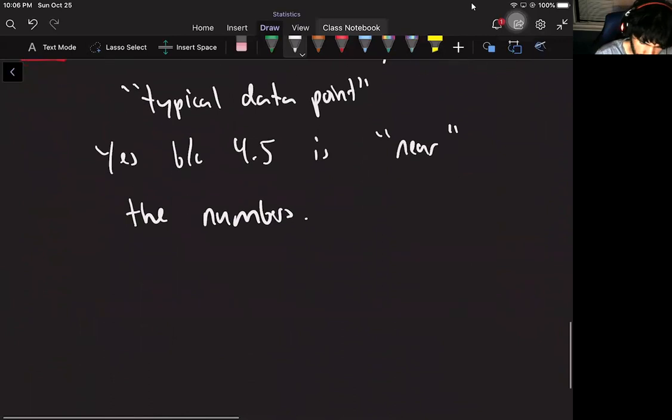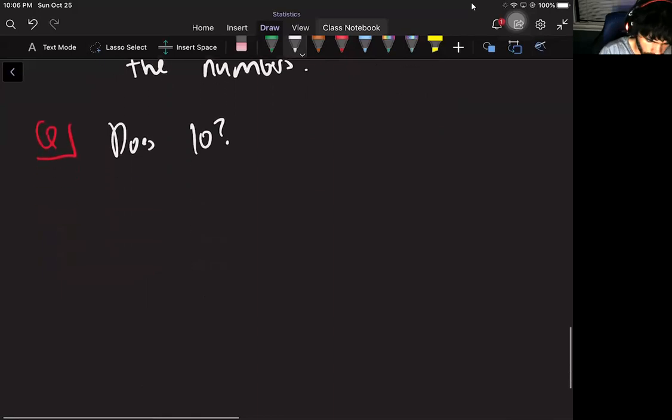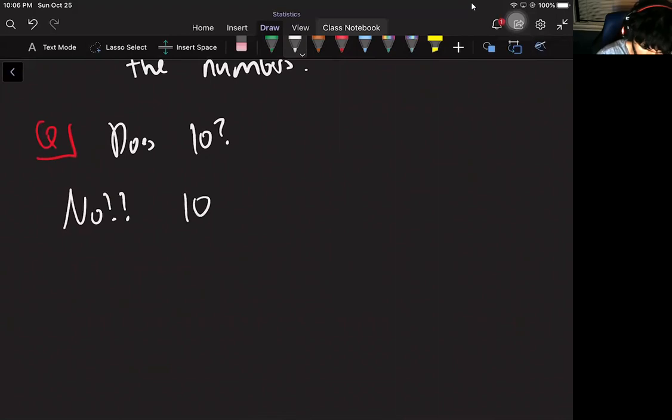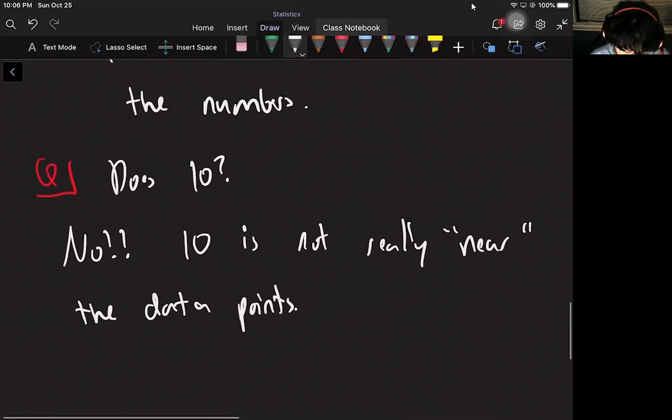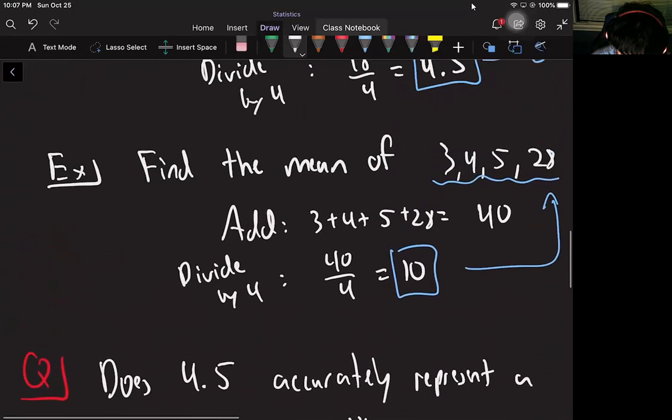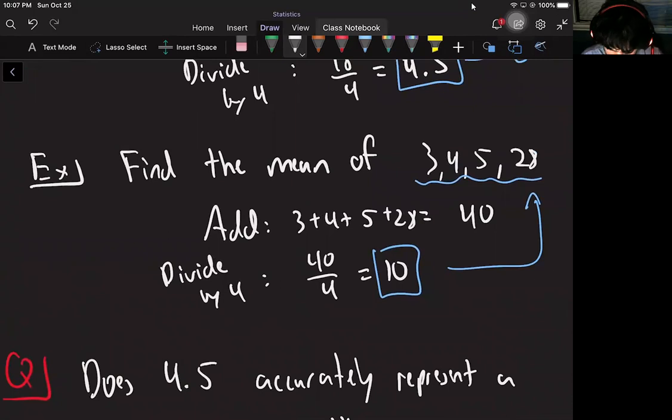But then if I ask that same question for the other set of data that I looked at, does 10 sort of represent those? Then the answer is no. Same idea. So 10 is not really near, whatever that means, the data points or the numbers in the list, right? So 10 is not very close to any of these guys, 3, 4, 5, or 28. It's kind of far from all of them.